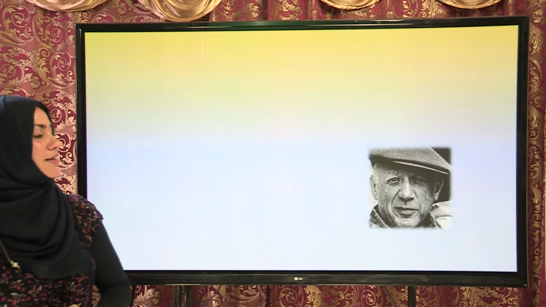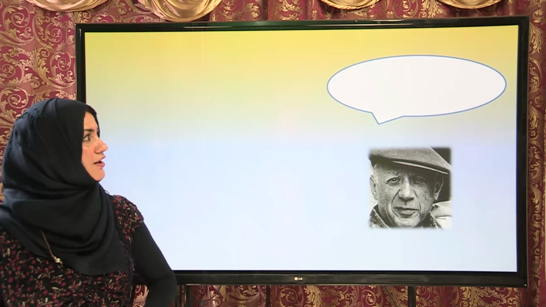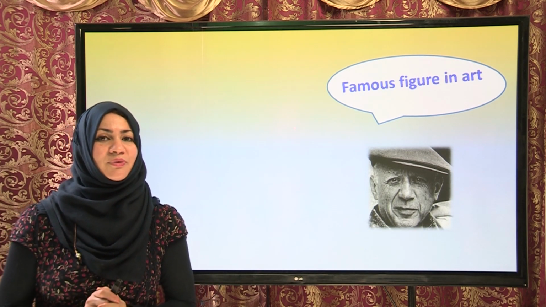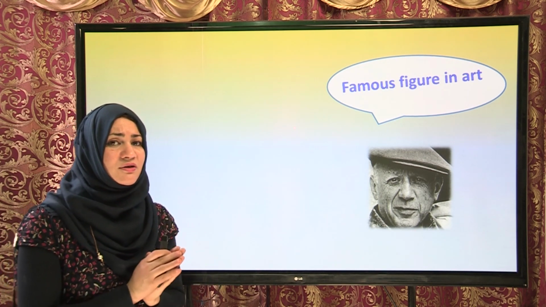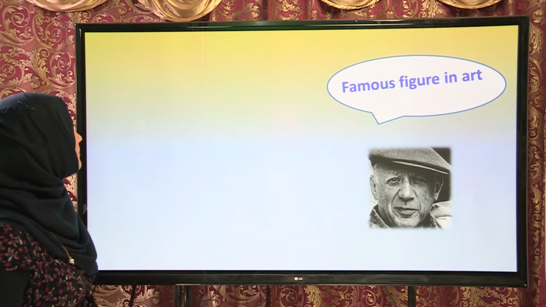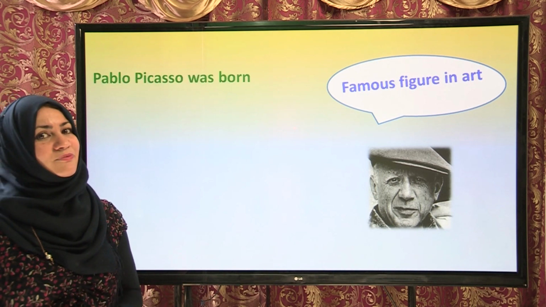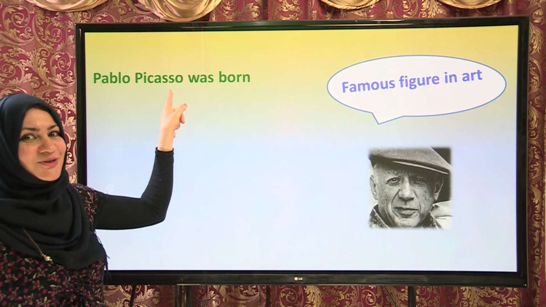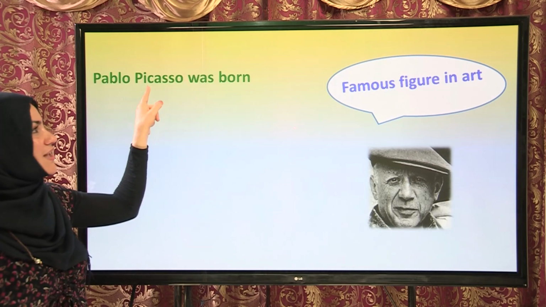Let's see together the last example. We have a picture as usual. Then we have a famous figure in art. Another example, another important famous figure in art. We read some information about him. The first information, of course, his name: Pablo Picasso.